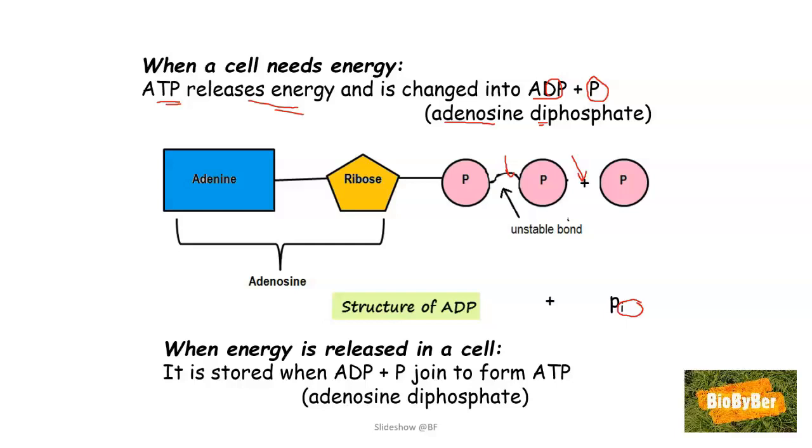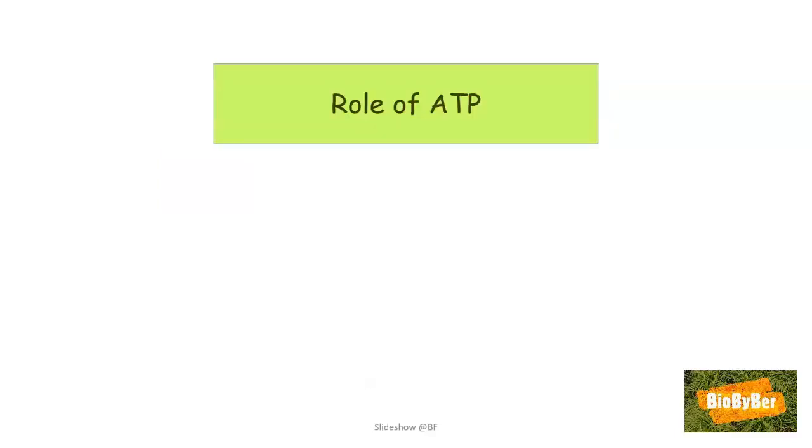Now, when energy is given out in a cell, when energy is released as a result of chemical reactions, we have to have a way of storing it for future use. So it can be stored when ADP combines with a phosphate to form ATP again, and we are basically back where we started. So what is the role of ATP?